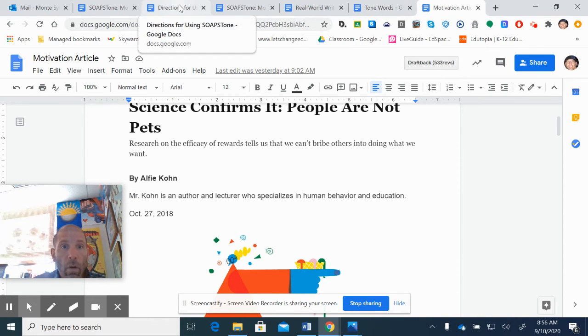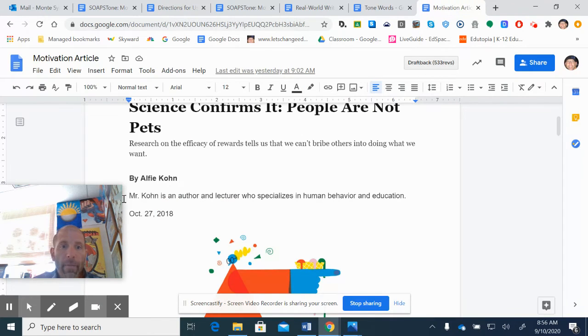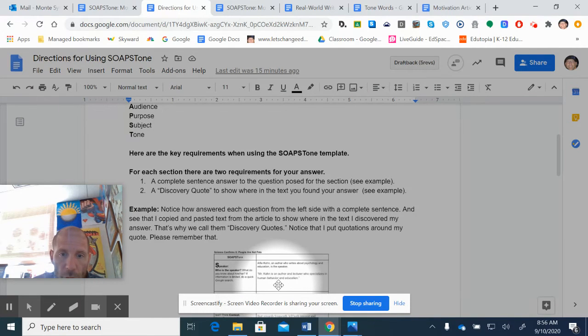And so going back to the directions, not only do we have to provide a complete sentence answer to the question, we also have to provide a discovery quote. Here's the deal on how I want you guys to use quotes in here. I call them discovery quotes because they show where you were in the text when you found your answer. As I just went back here, this is where I found my answer. So what I did is I just quoted: Mr. Kohn is an author and lecturer who specializes in human behavior and education. This is showing, hey, this is where I was in the text when I made that discovery.